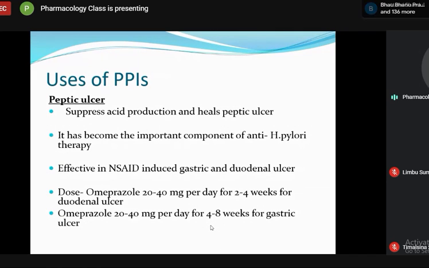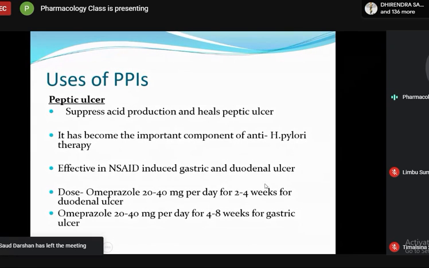So in peptic ulcer, proton pump inhibitors suppress the acid production and heal the peptic ulcer, and they have become the more important component of anti-H. pylori therapy. H2 blockers are not preferred, only the proton pump inhibitors are preferred. Proton pump inhibitors are effective in NSAIDs-induced gastric and duodenal ulcer.